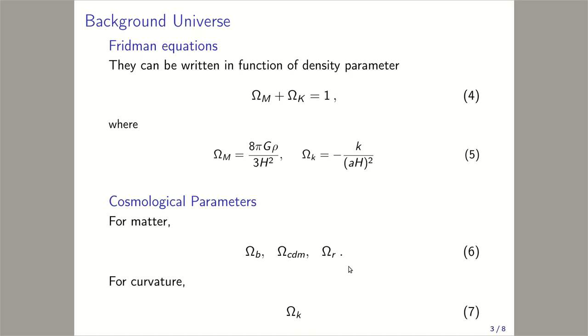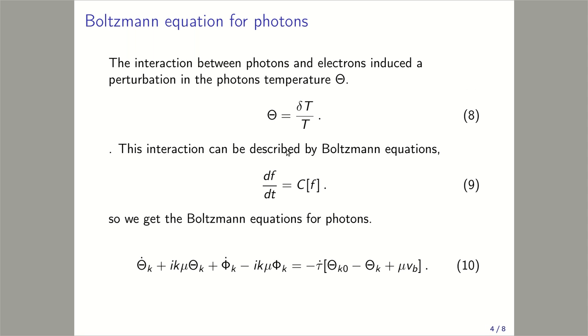To know that, we need to go to the early universe. In the early universe, we know that photons and electrons interacted by Compton scattering. This interaction induces a perturbation in the temperature. This interaction can be described by the Boltzmann equation, as equation 9. So, replacing the Bose-Einstein distribution on the left side of the equation, and the collisional term for Compton scattering, we get the Boltzmann equation for photons, which is the equation of evolution of the perturbation in the photon temperature.